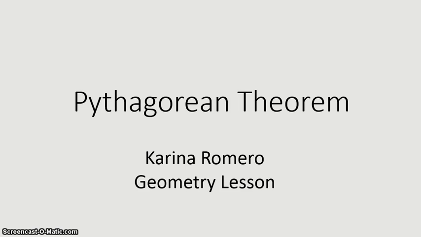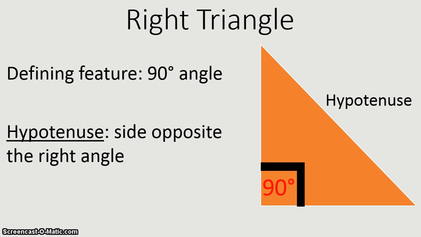Today's lesson is on the Pythagorean Theorem. This is an introductory geometry lesson. The right triangle has a defining feature of a 90-degree angle. A key term for this lesson is hypotenuse. The hypotenuse is the side opposite to the right angle on a triangle.